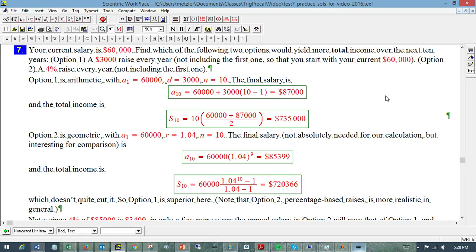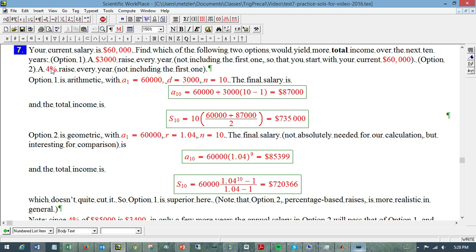Okay, so here's a problem that ends up comparing arithmetic and geometric sequences. Your current salary is $60,000. Find which of the following two options would yield more total income over the next 10 years. Option one is a $3,000 raise every year. So you start with 60, then 63, 66, 69, etc.